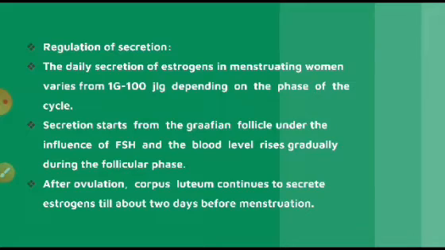Secretion starts from the graafian follicle under the influence of FSH, and blood level rises gradually during the follicular phase. Already this point I have discussed in the reproductive cycle class. After ovulation, corpus luteum continues to secrete estrogen till about 2 days before menstruation.